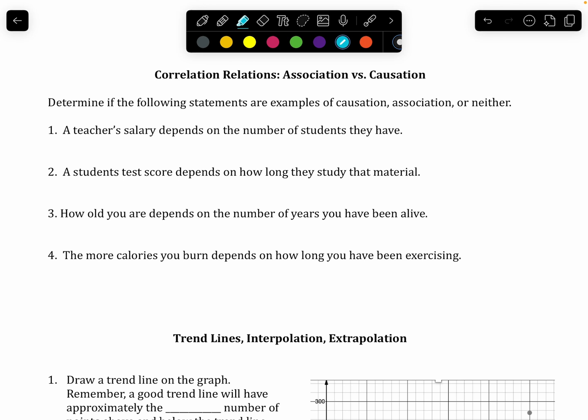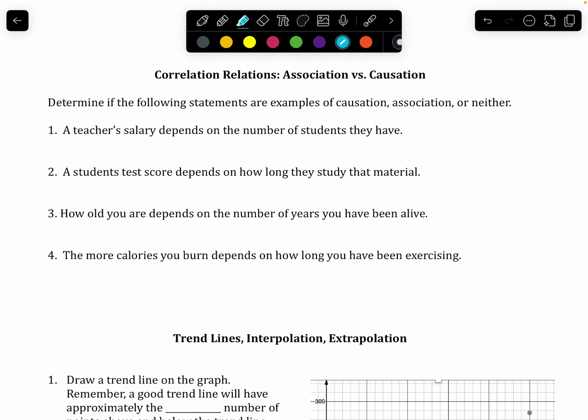So what we're going to do is we are going to look at these word problems and determine if they are causation, association, or neither. A teacher's salary depends on the number of students they have. So I would look at this and I would say that this is possibly an association. It's definitely not a causation.